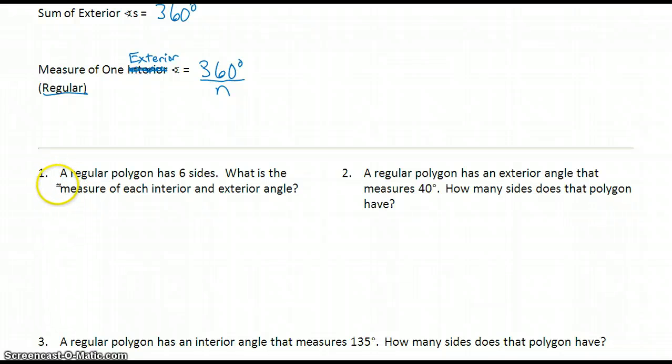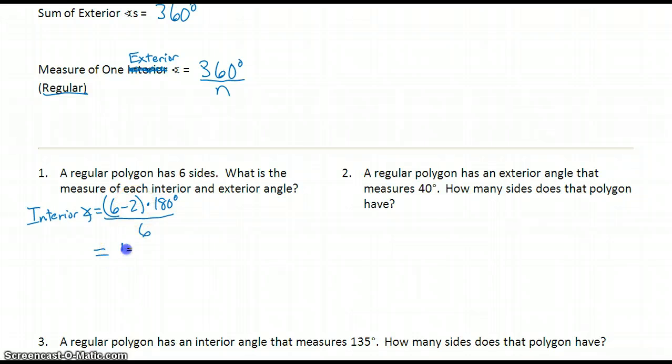Problem number 1. A regular polygon has 6 sides. What is the measure of each interior and exterior angle? Let's start with the interior angle. The formula for one interior angle is n minus 2 times 180, divided by n. In this case, 6 minus 2 times 180. That will give me my total sum of my interior angles. And I want to find the measure of one angle, so I'm going to find this total, and I'm going to divide by 6.